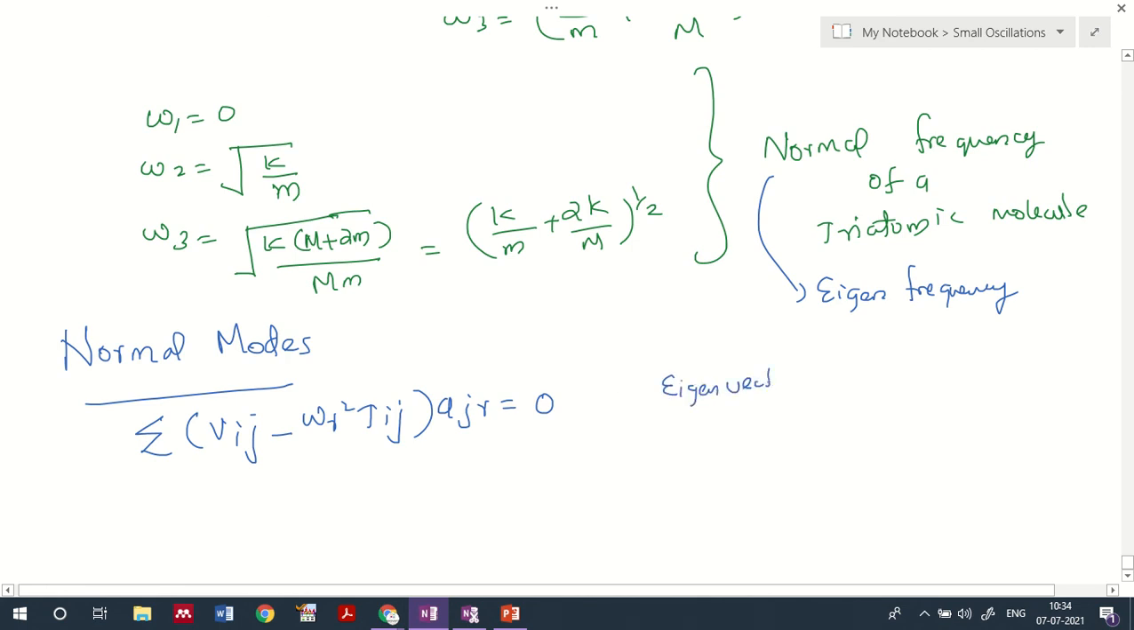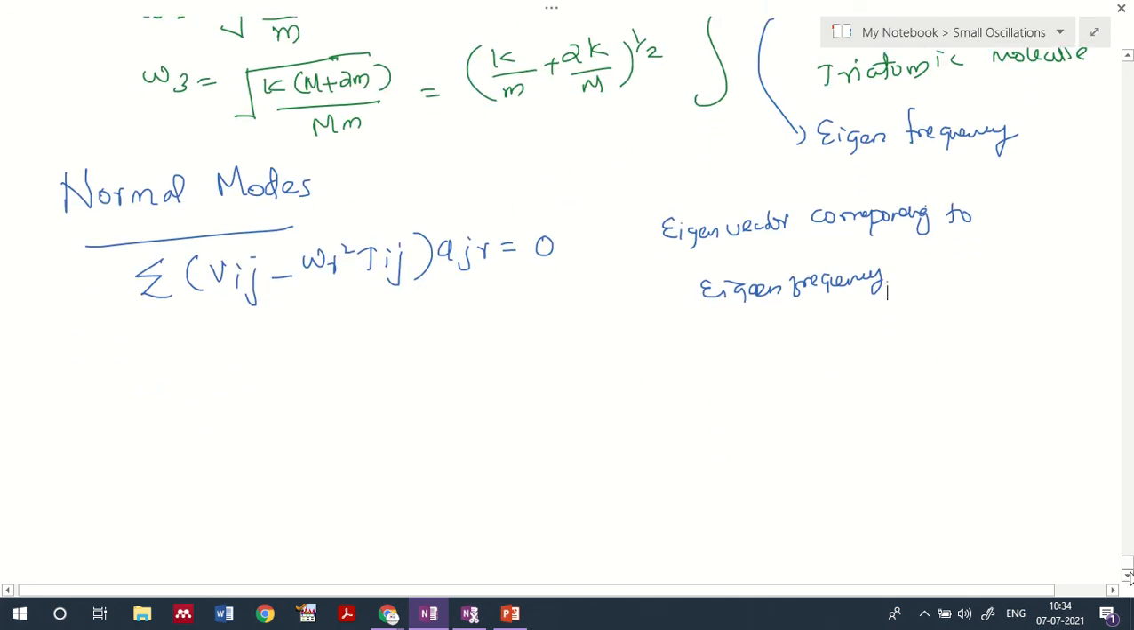the eigenvectors corresponding to the eigenvalues, so the eigen frequency we need to find in this case. Eigenvectors corresponding to the eigenvalue or eigen frequency. So that is what we are going to do here. For that I have taken the equation sigma Vij minus omega square Tij Ajr. You know what Ajr is? Ajr means the rth eigenvector with the jth component. That's how we represent that equation.